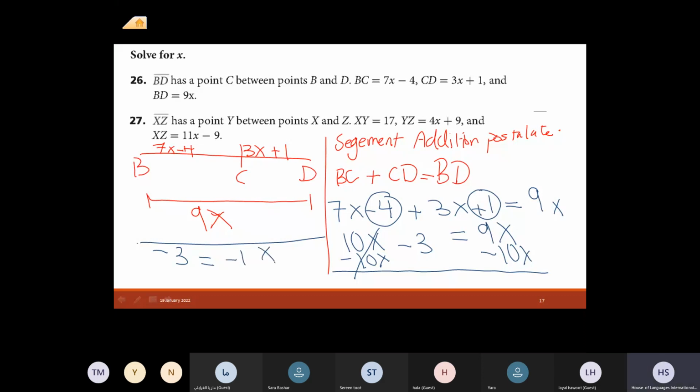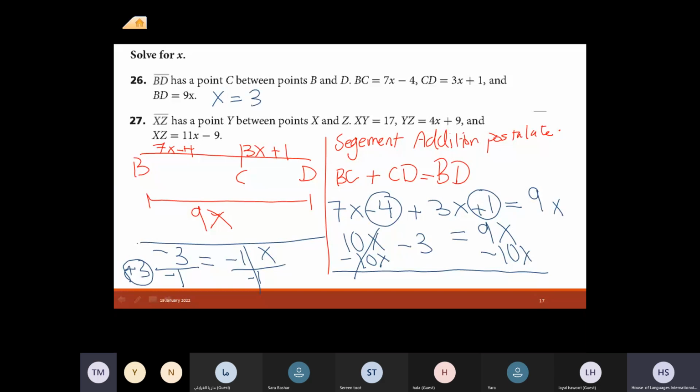Then, what is the number that's multiplied by x? Negative 1. You will divide by negative 1, by negative 1. Now, negative 3 over negative 1 is 3, and negative over negative is positive. So the answer is positive 3. So the value of x now is 3.